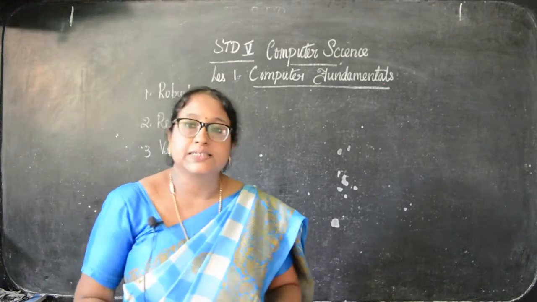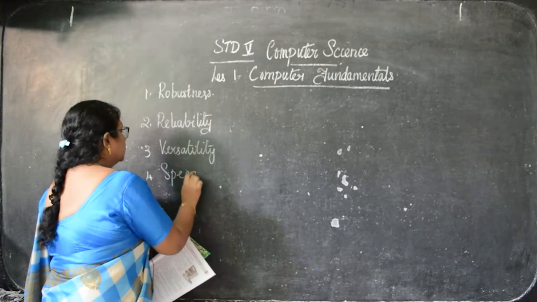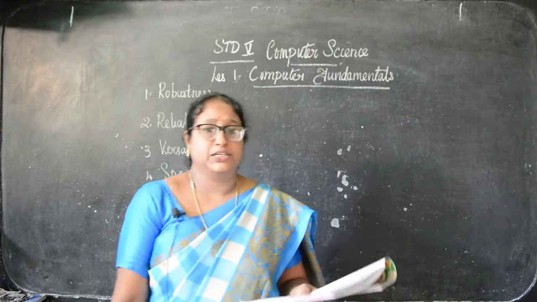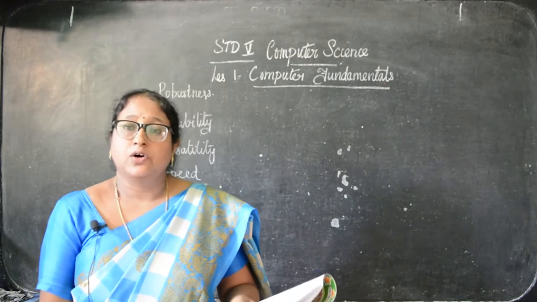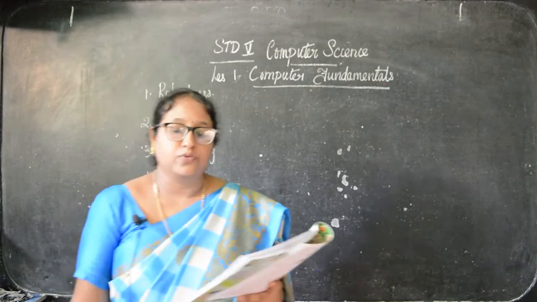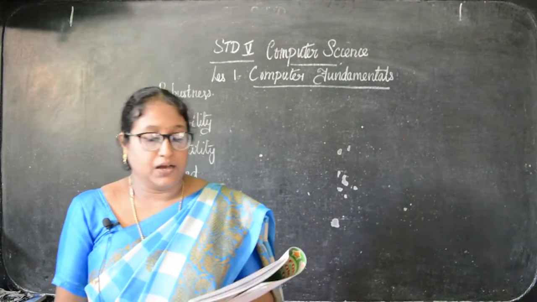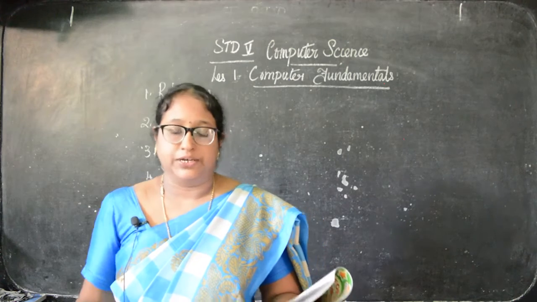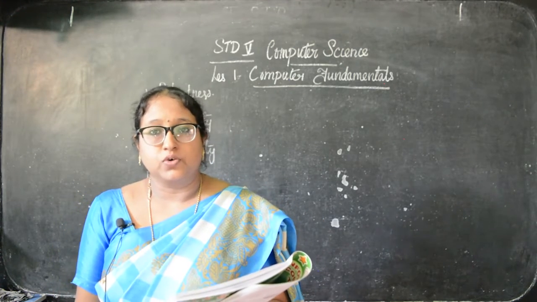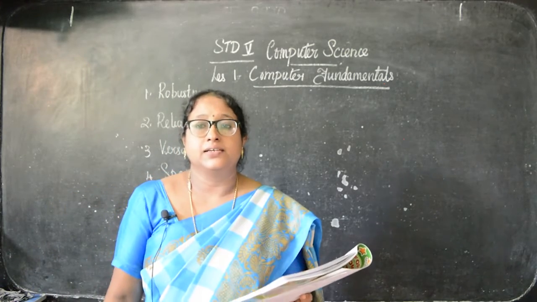Then we'll go to the next, speed. Next is the speed. Okay, in speed, computers perform complex computation. Complex means, as I said, difficult. Complex computation, that is, calculation at a very high speed. So it can perform complex or difficult calculation at a very high speed. So computers perform complex computations, difficult calculation, at a very high speed.